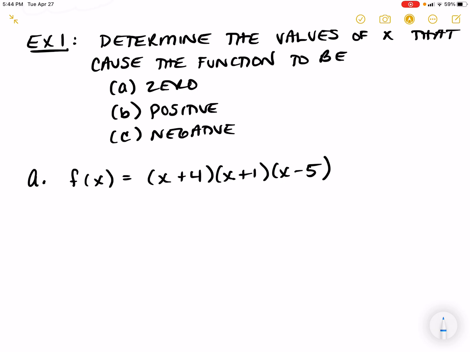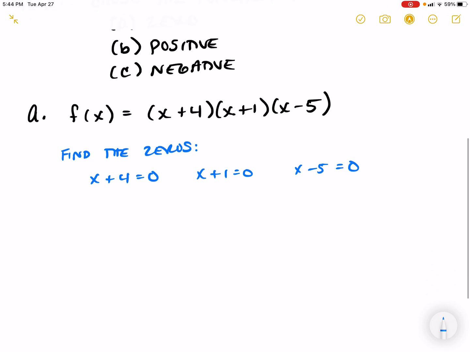So first, we are going to find the zeros, which is going to answer part A. To find the zeros, we set each factor equal to 0, which is conveniently in factored form. If it was not in factored form, the first thing I would do is try to factor it, or I'd have to find the zeros in a different way. So the zeros are x equals -4, x equals -1, and x equals 5.